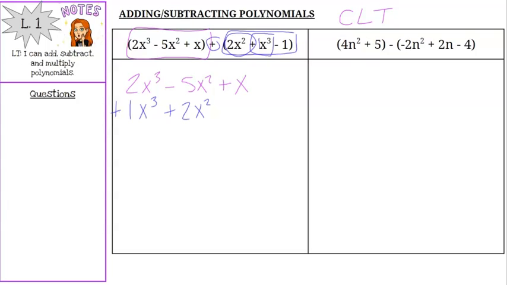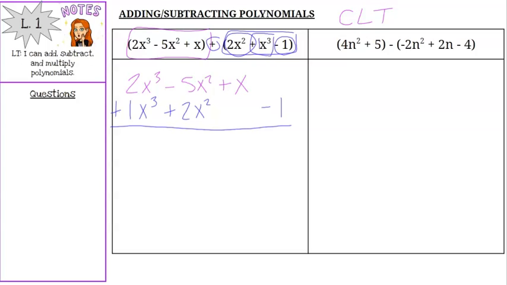I'm putting plus because the 2 is positive. And then I'm going to ask myself, do I see anything with just an x? I do not see anything with just an x. However, I do still have one more term, which is a minus 1. So I'm going to put this minus 1 at the end here, not underneath anything. And then we're just going to add up our like terms.